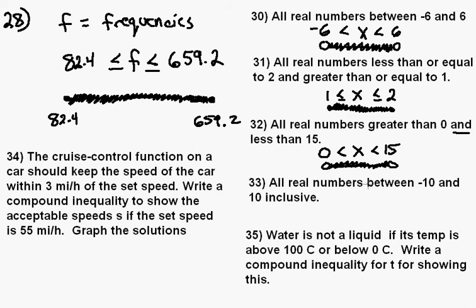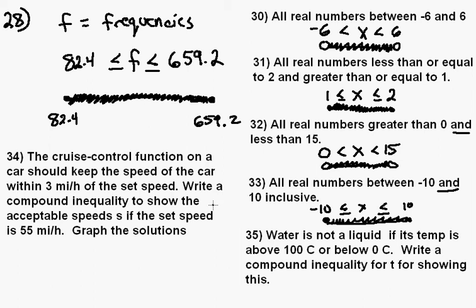Here we go, all real numbers between -10 and 10 inclusive. So again, there's an and. So here's -10, here's x, here's +10. Inclusive means including, so we're going to be equals to. And so this is going to be a closed circle, a line in between, and darkened like so. 33.